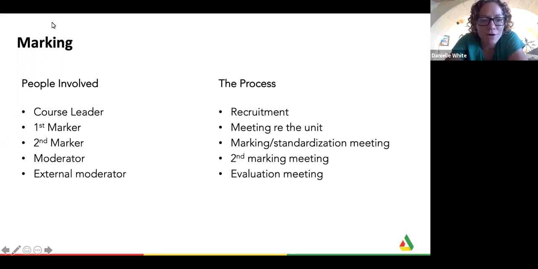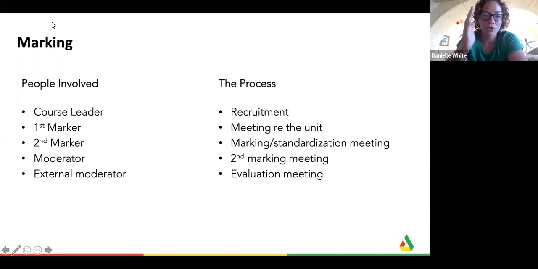And you are going to have a first marker and a second marker, and the first marker's role is to do the brunt of the work. Often the first marker is the person who's less experienced, and it's their role to consider what grade that person will receive and why, so how their grade is mapped onto the graduate learning outcome matrix.